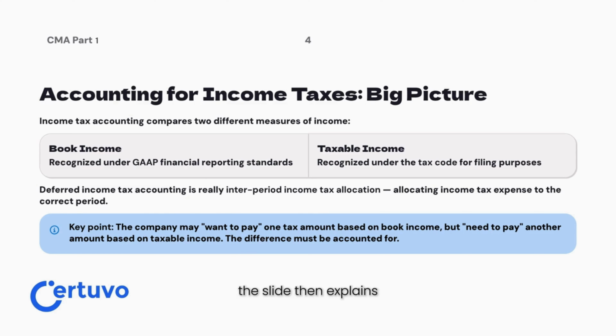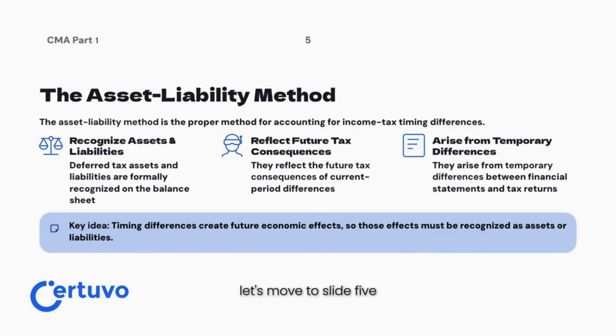The slide then explains that deferred income tax accounting is really inter-period income tax allocation. That means income tax expense should be allocated to the correct accounting period, even if the actual tax payment happens in a different period. The key point on the slide says, the company may want to pay one tax amount based on book income, but need to pay another amount based on taxable income. That difference between book income and taxable income is where deferred tax accounting begins. Let's move to Slide 5.